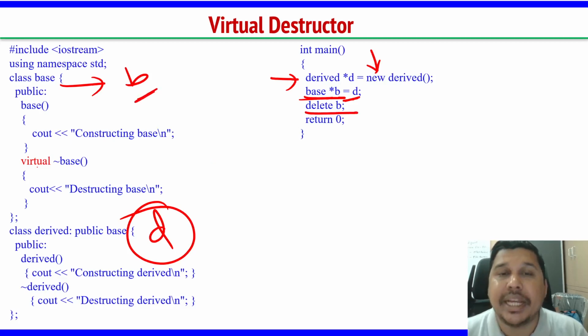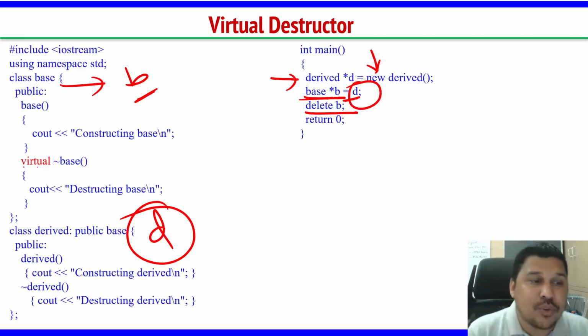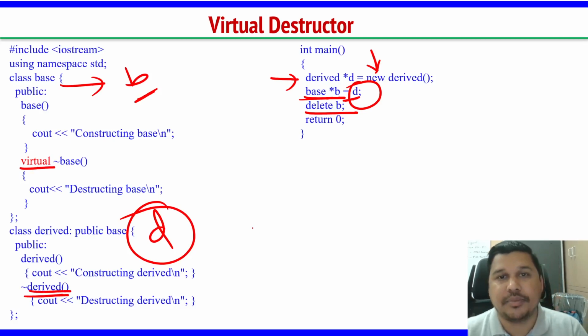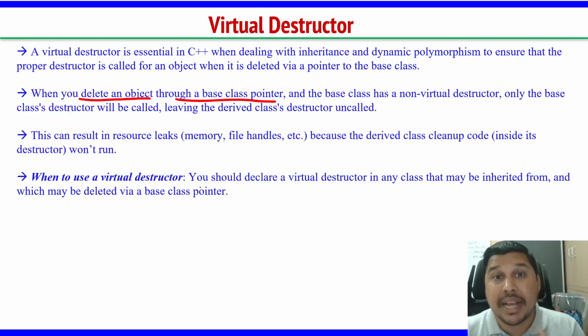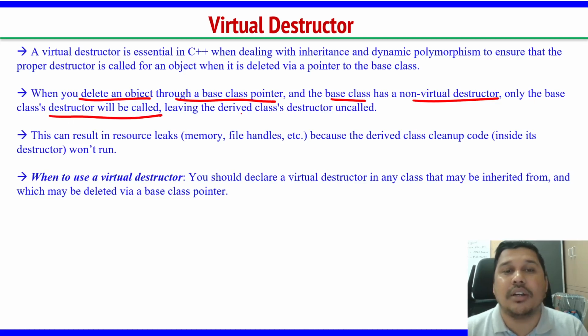Now when I write delete B, what is the content of B? It has come from D. Right? So when you write it virtual like this, automatically the derived class destructor is also executed. So let's see this discussion here. If you delete an object through a base class pointer, and the base class has a non-virtual destructor, a normal destructor, only the base class destructor will be called, leaving the derived class destructor uncalled.